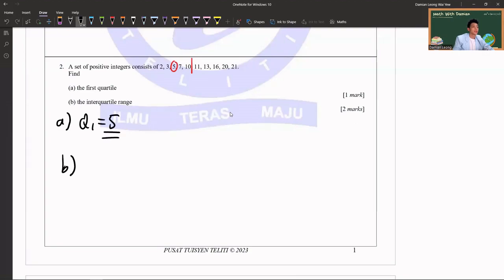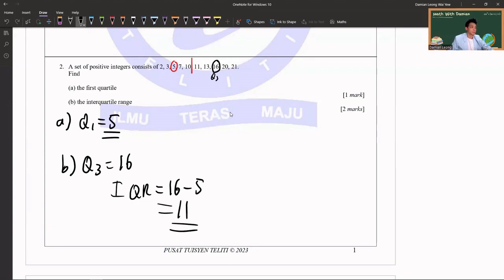For B, to find the interquartile range, I need the third quartile or the upper quartile. So in the middle of the numbers above the median is here. That's the third quartile. Third quartile is 16. So interquartile range, I just take 16 minus 5. That's it. You get 11. Yeah, very simple question type.